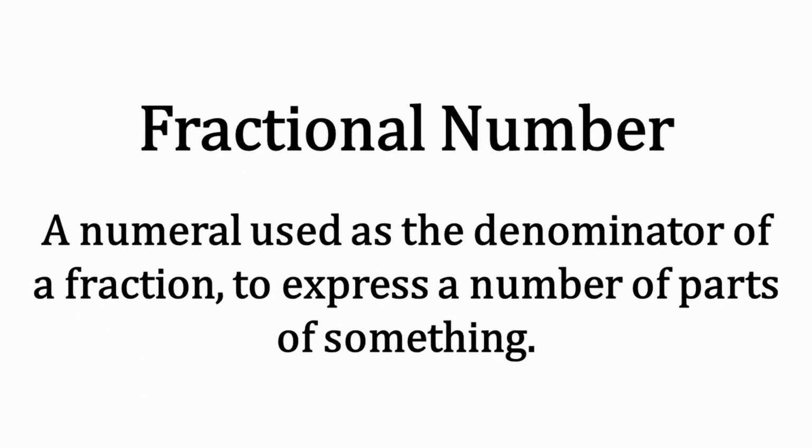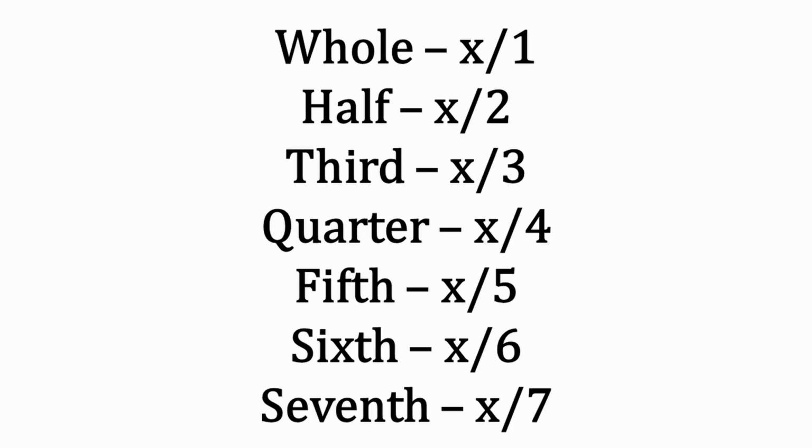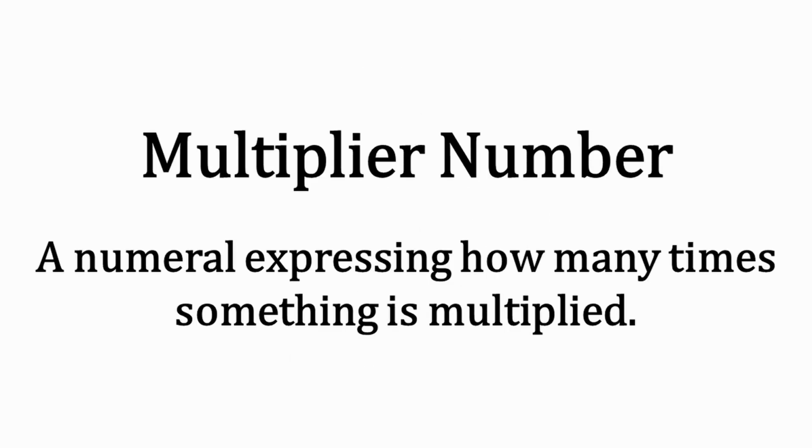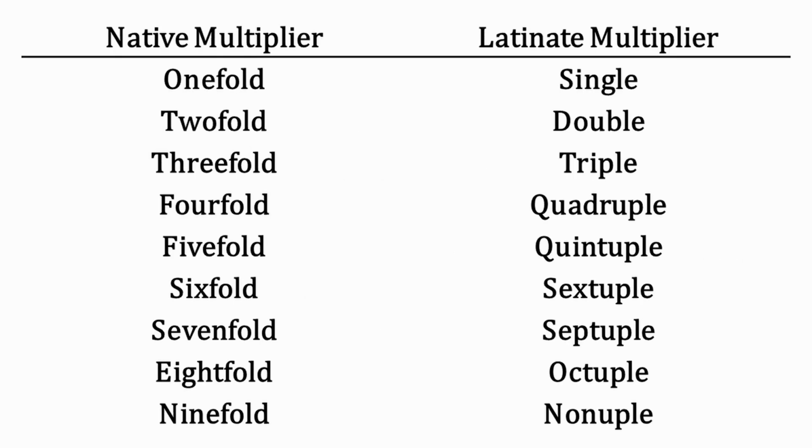A fractional number is a word for the denominator of a fraction. In English, these are mostly identical in form to our ordinals, but some of the lower numbers have distinct forms: whole, half, and quarter. A multiplier is used to express how many times something is multiplied. It's not used in English as much as other languages, but can be formed either with the native fold suffix, or by use of a word borrowed from Latin.